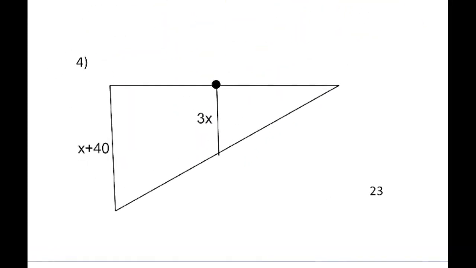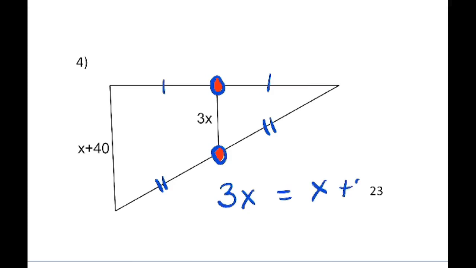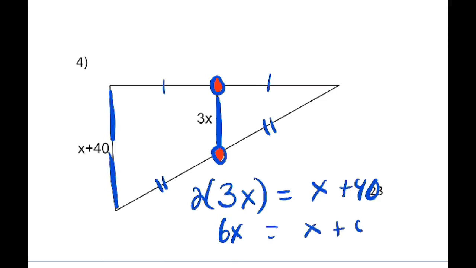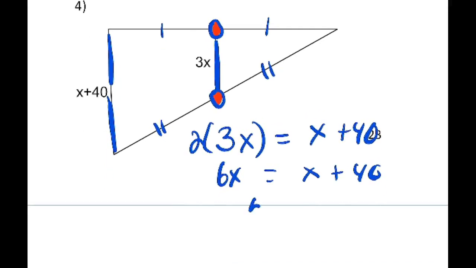Same thing in number 4. You don't know that these 2 points are midpoints, but once I tell you that, or if I had markings like that, then you would know that these red dots are midpoints, meaning that 3x doesn't equal x plus 40, but 2 of them does, because this needs 2 of them. So it's 6x equals x plus 40. Subtract the x to the other side, and x would be 8.